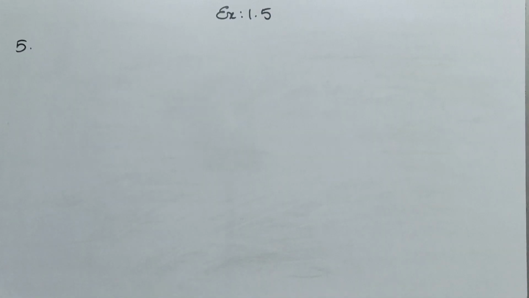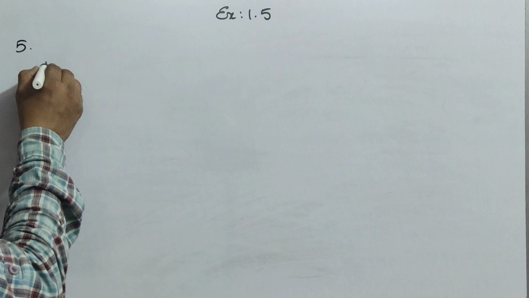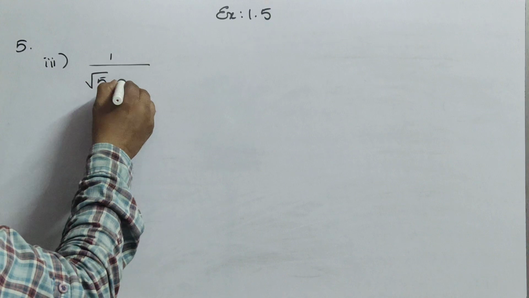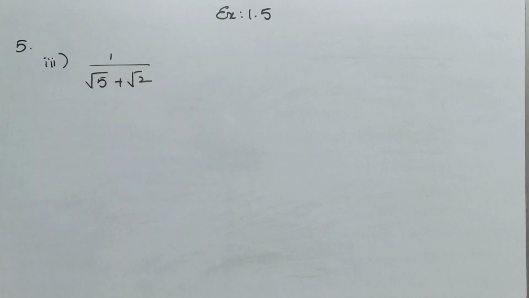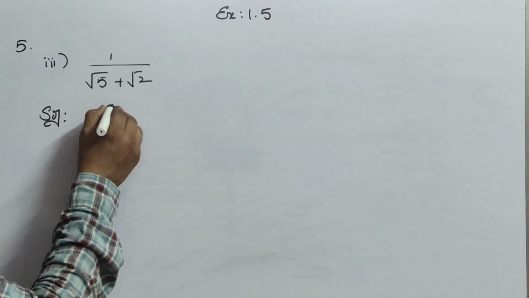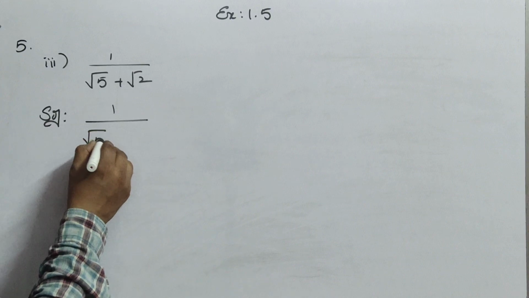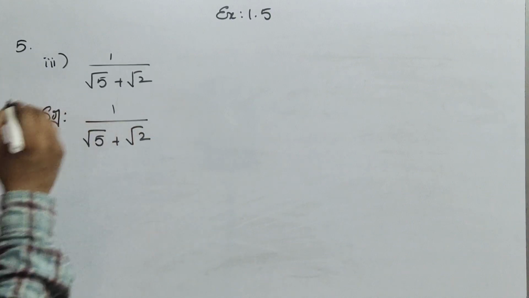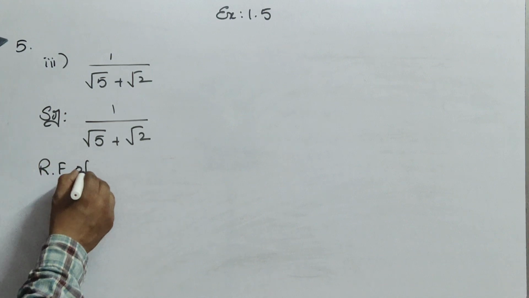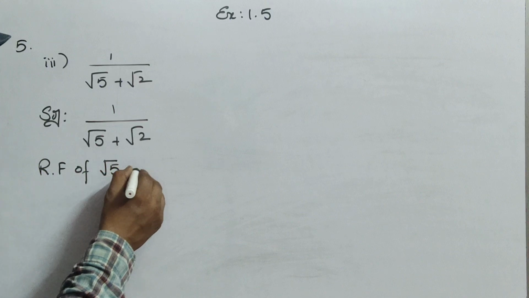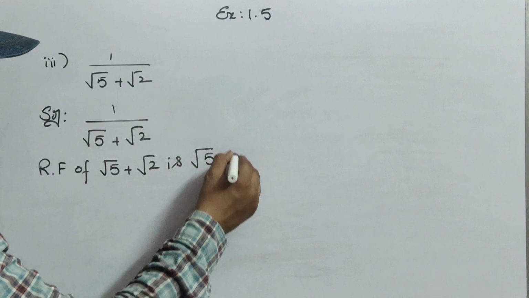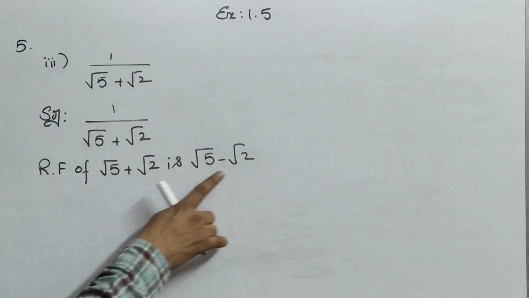Okay children. Now I am explaining the third question. 1 by root 5 plus root 2. Okay. Now first you have to write the solution and write the question very clearly. Root 5 plus root 2. Now what to write? Rationalizing factor. Rationalizing factor of root 5 plus root 2 is root 5 minus root 2. Here it is given plus, so here it will come minus.